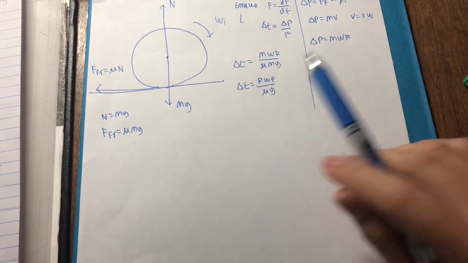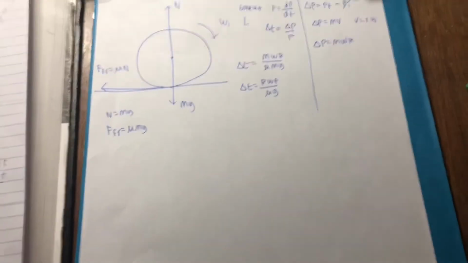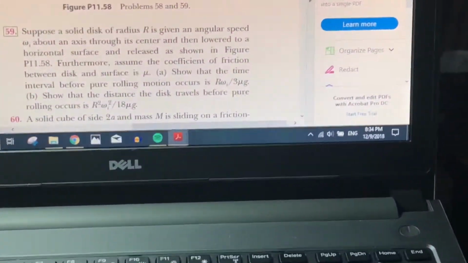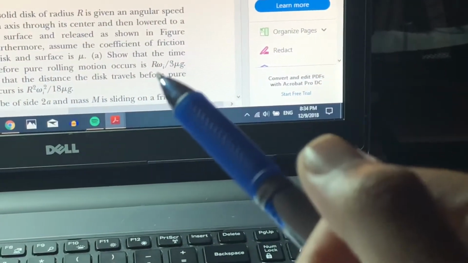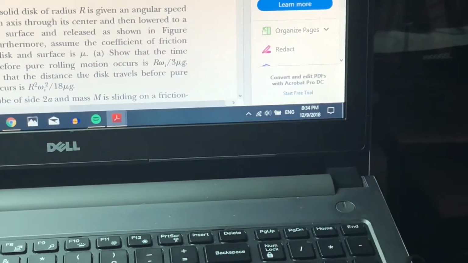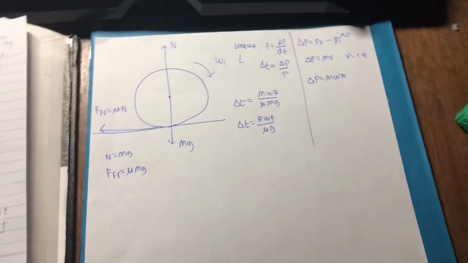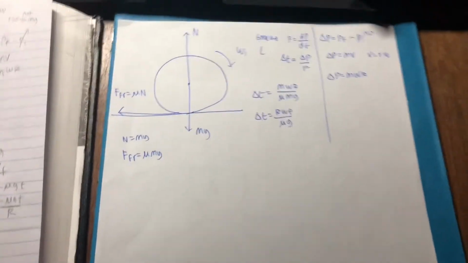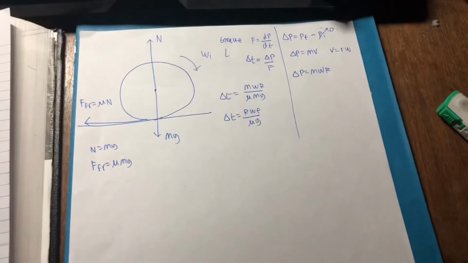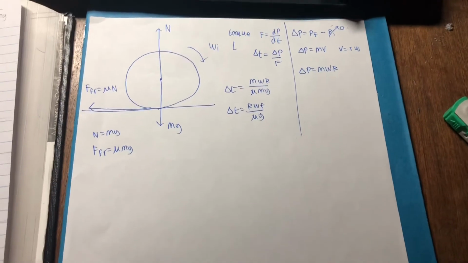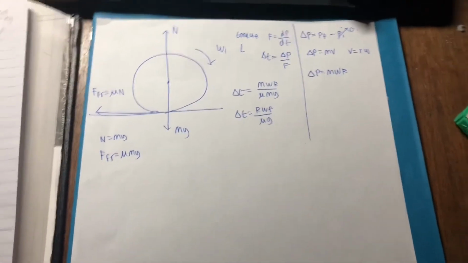So if you look at this, you can see that we're on the right track. In the problem, they want us to get r omega initial divided by 3 mu g. And as you can see, we have every single one of those variables except omega final, which is the one thing that we're not supposed to know. So we need to come up with an expression that can replace omega final that has omega initial.